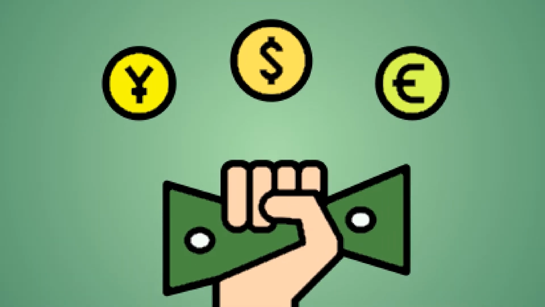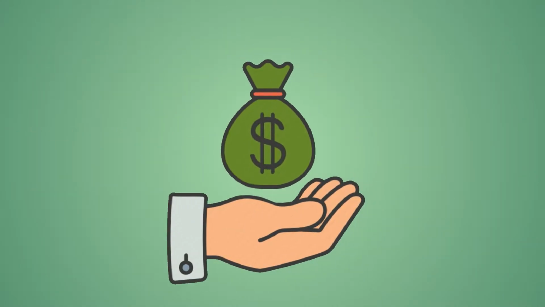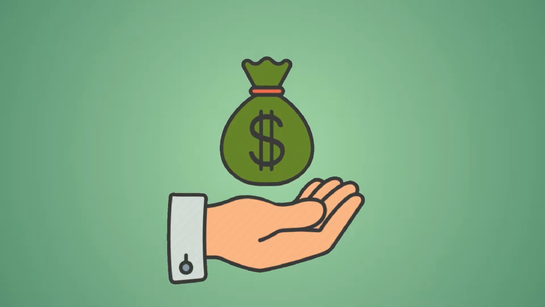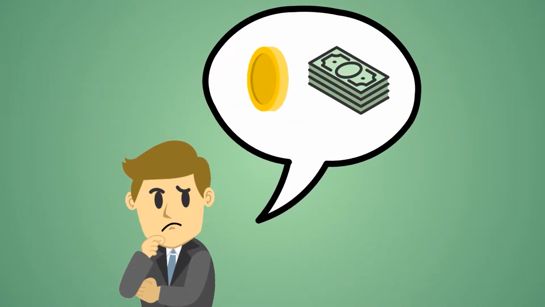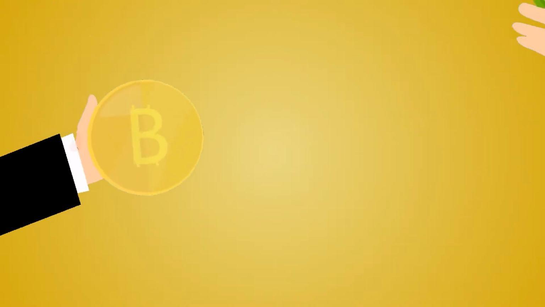Money serves the purpose of a unit of account. We don't measure the value of cars in bananas, muffins, or root canals. Money is a standard metric that allows us to measure the relative value of things. A lot of people assume money is just coins and cash. Coins have been used for thousands of years, and they're a great example of money. But technically, money is anything that's used as a medium of exchange.